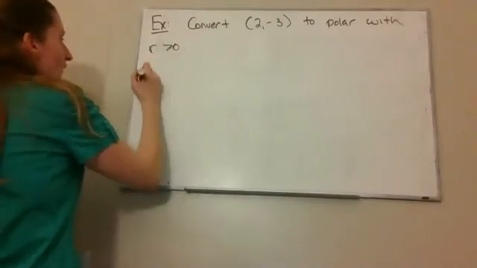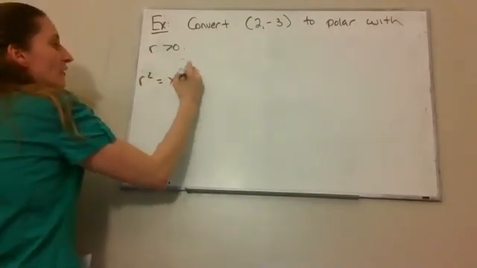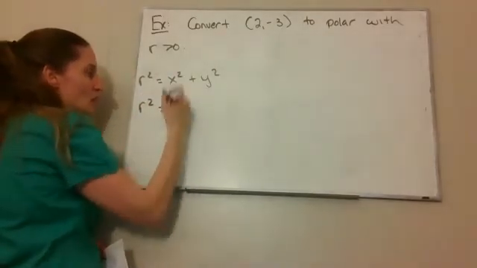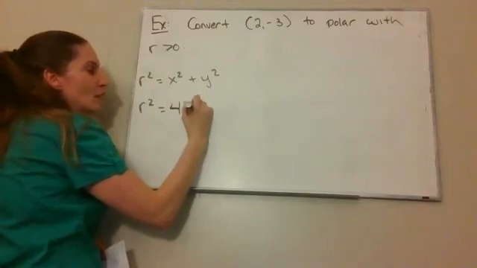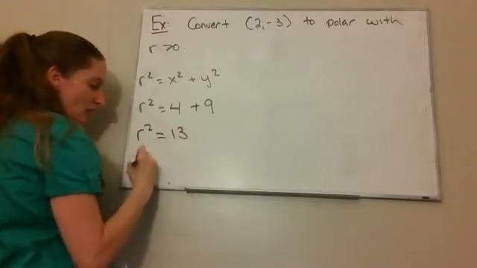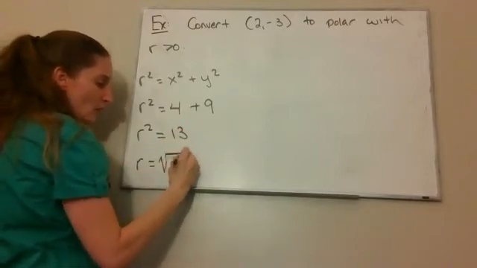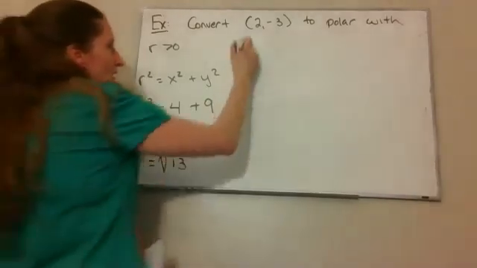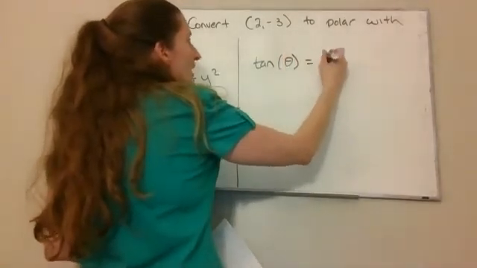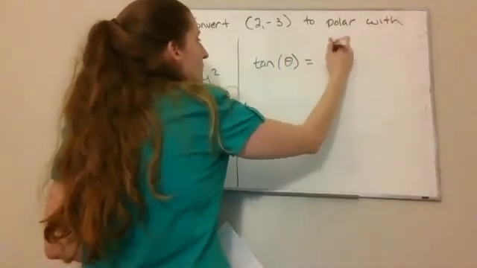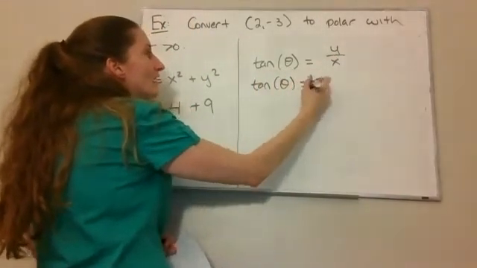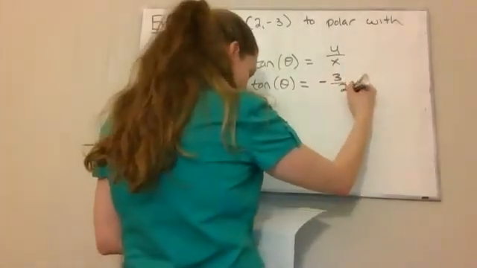Well, let's find our r first. I know r squared is x squared plus y squared. So I get r squared is 2 squared plus (-3) squared, so 4 plus 9. r squared is 13, so r is the square root of 13. Now for my theta, I know that tangent of theta should be equal to y over x. So tangent of theta is equal to -3 over 2.